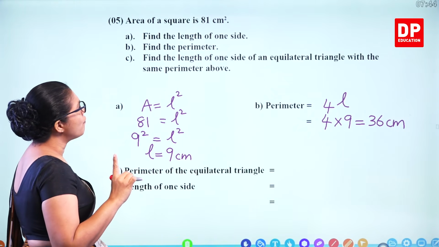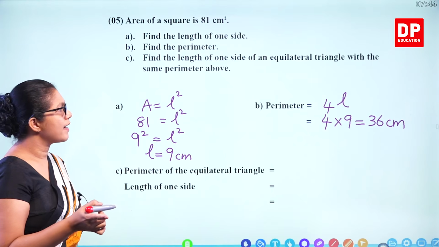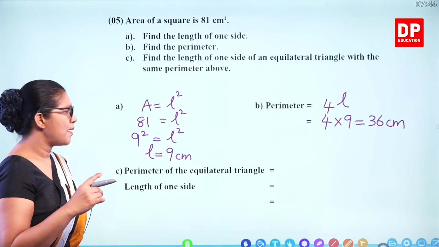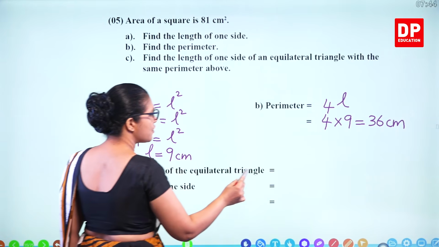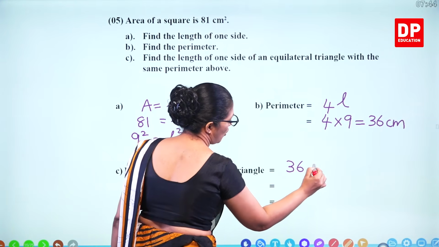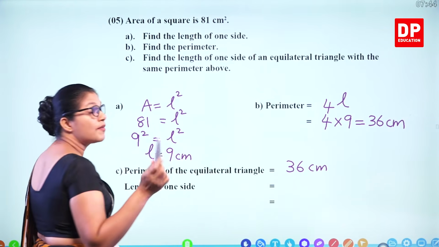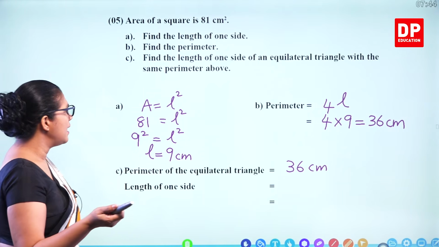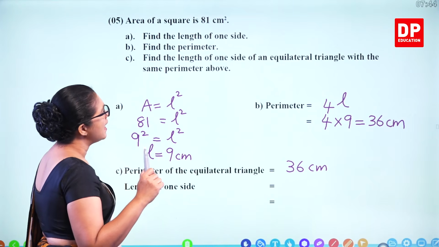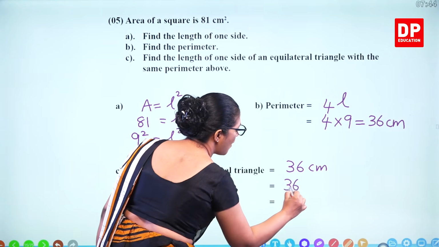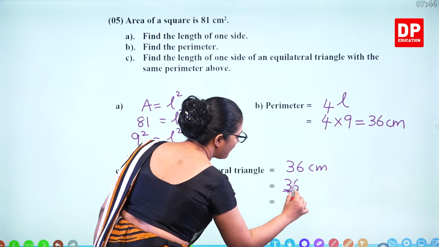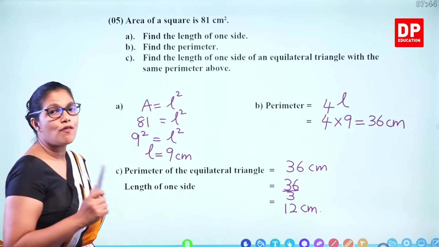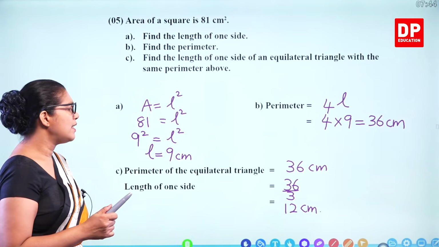And find the length of one side of an equilateral triangle with the same perimeter as above. So the perimeter is the same. So what's the perimeter of the equilateral triangle? 36, because it's the same. 3 equal sides are there. So you divide by 3 to get the length of one side. 36 divided by 3, you get 12 centimeters is the length of one side of an equilateral triangle.